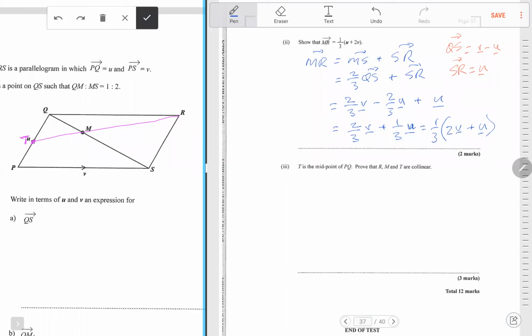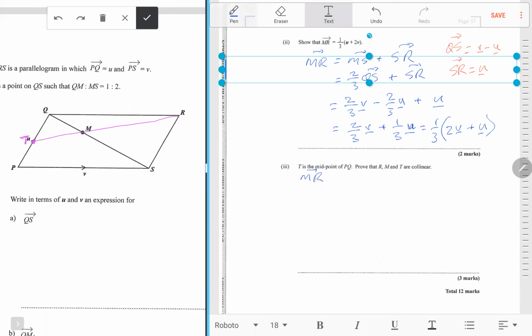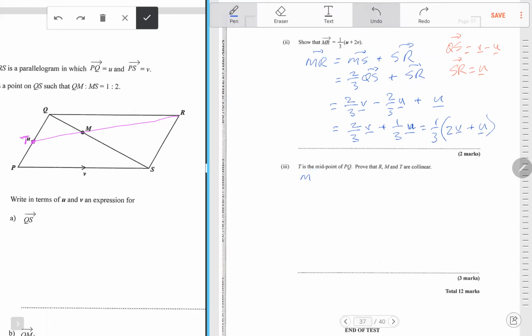All right. So the vector that we have already to use is MR. We have MR already. I'm going to use back this so the values are separate, instead of bracketed. MR equals 2/3 V plus 1/3 U. And we need another vector.